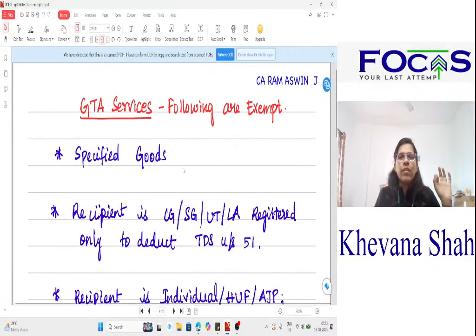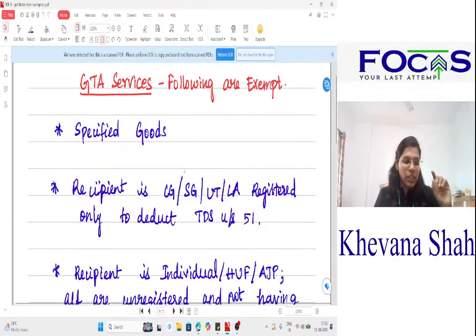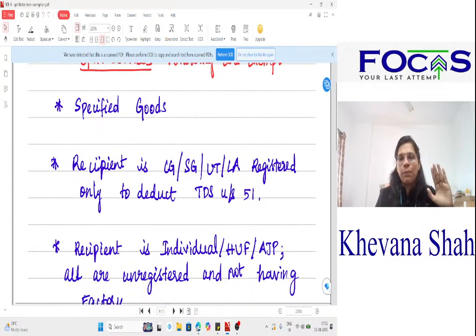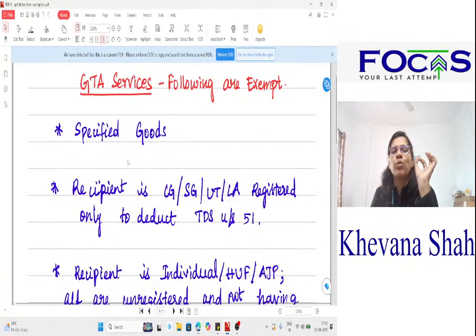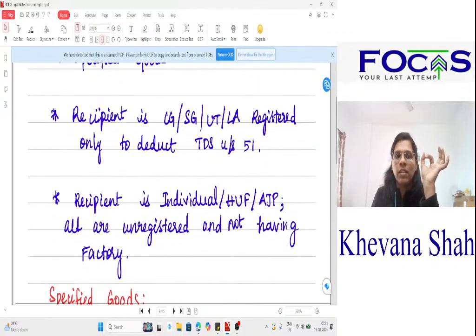And for GTA, we have the following exemptions. Specified goods are exempted in case of GTA, and if the recipient is a central government, state government, union territory or a local authority which is registered only to deduct tax under section 51, that is, they are only supposed to deduct TDS, and in that case if GTA services are being provided to these people, then it will be an exempt service.